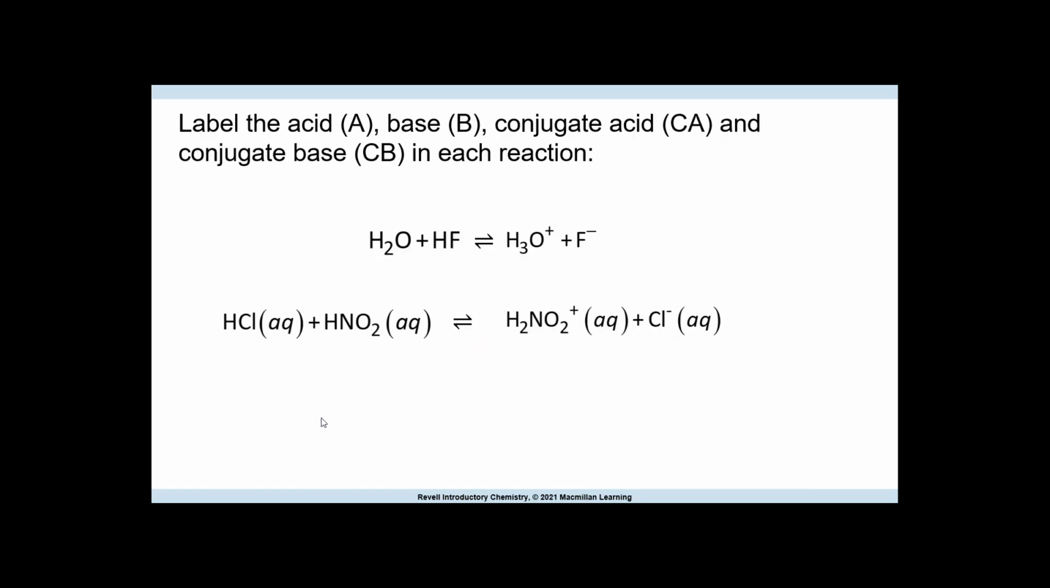So let's label the acid, the base, the conjugate acid, and the conjugate base in these. So the first thing you want to do is look where on here. So follow this. This is HCl. This is Cl. So here, let's look at the top one first. We have water and we have HF. So we can see that HF loses the proton and it goes into the water.